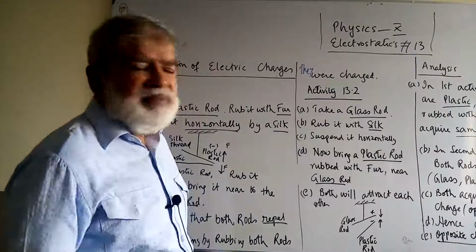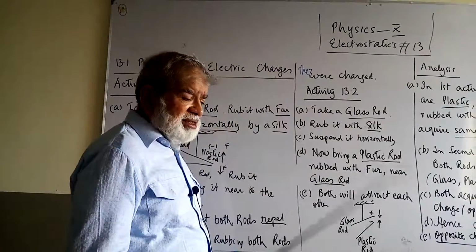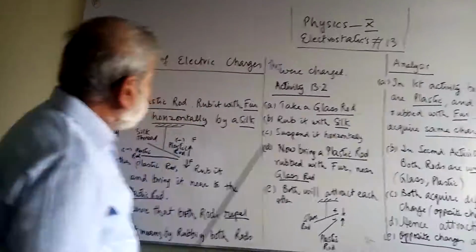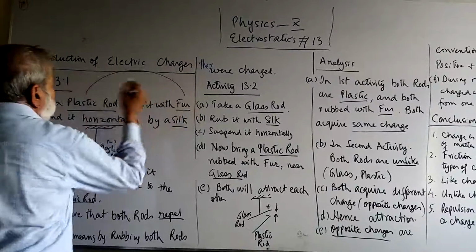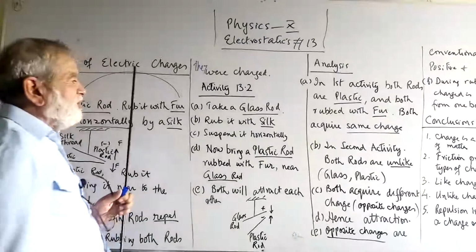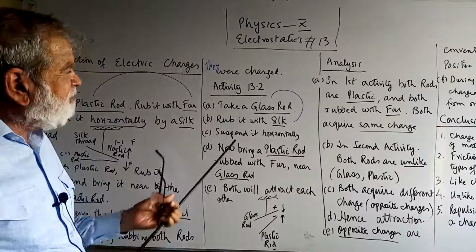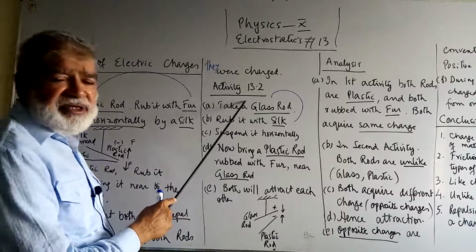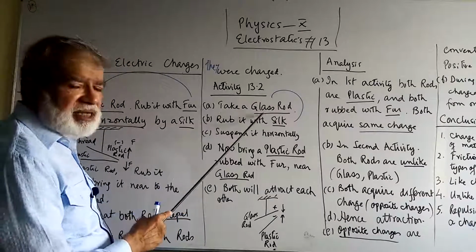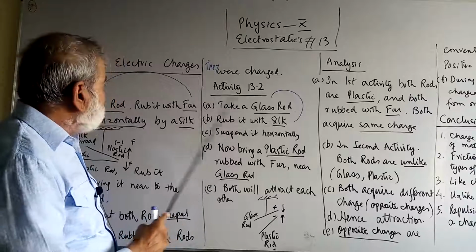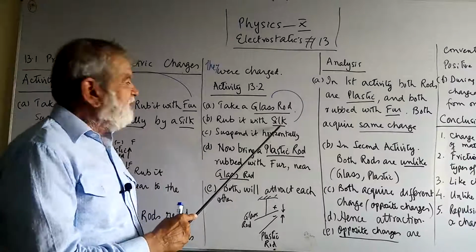Now activity 13.2. It is the same kind of activity, except that instead of a plastic rod rubbed with fur, now you have a glass rod which is rubbed with silk. Take a plastic rod, take a glass rod. It's a different material as compared to plastic. Take a glass rod and rub it with silk. Here we rubbed it with fur, now we rubbed it with silk.